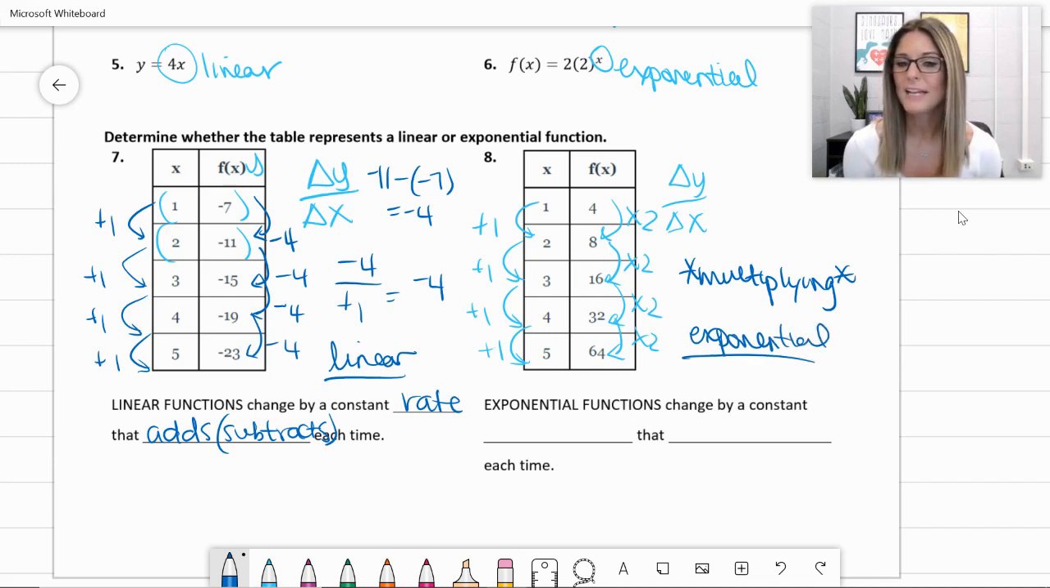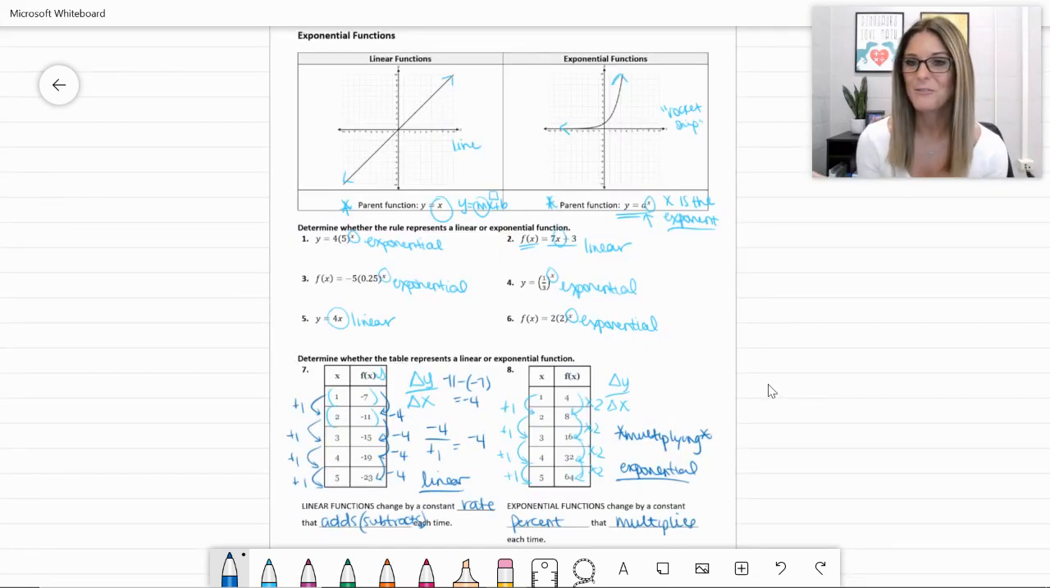The statement at the bottom, exponentials change by a constant percent. You might see some of those phrases in our questions on test and benchmark, so that will be helpful. Exponential functions change by a constant percent that is multiplying each time or multiplies each time. And so that's exponential functions, guys.